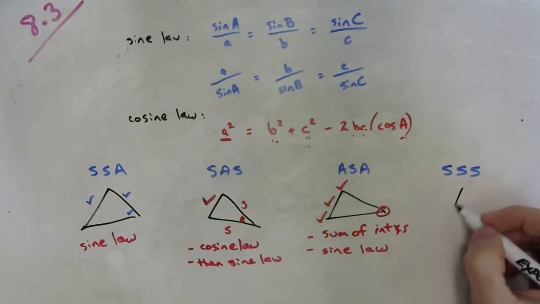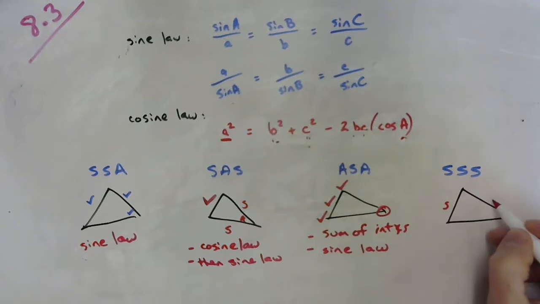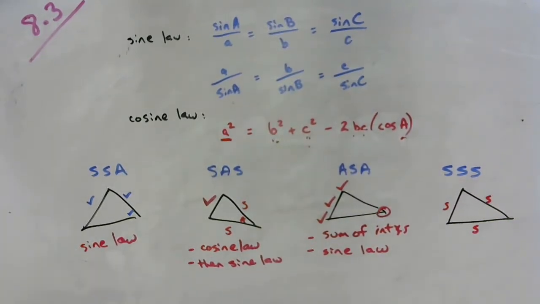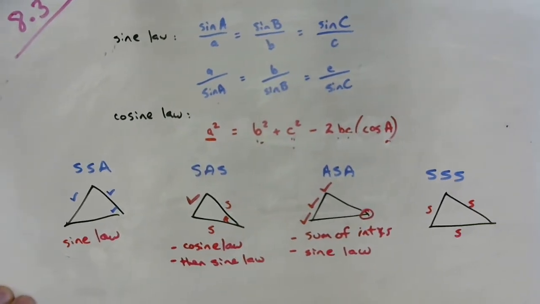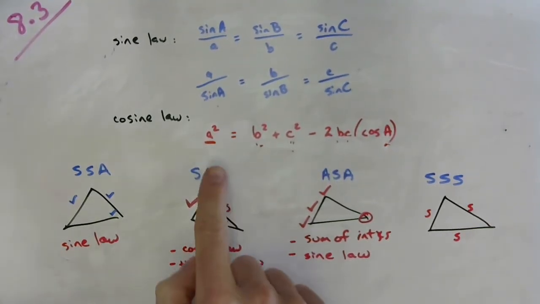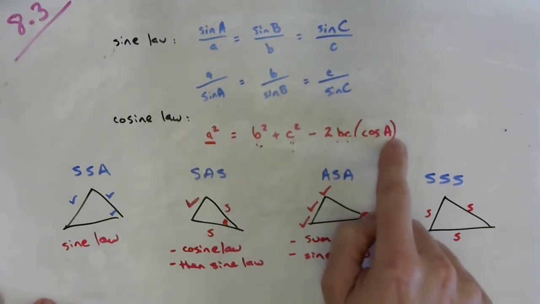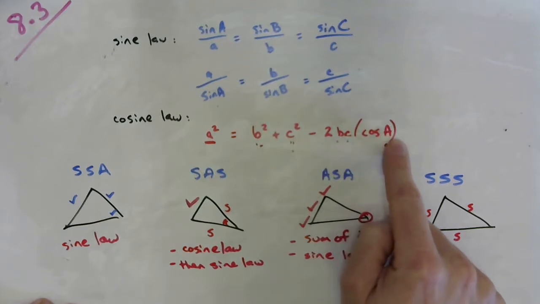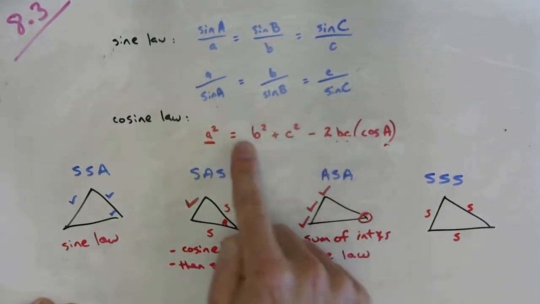We've got side, side, side. I don't have any angles. Do I have any tools that allow me to solve this? I can use cosine law, but this time I know this, this, this, this, this, and I don't know this. So the unknown is lumped over here with a bunch of known things, and it's going to take a lot of rearranging.